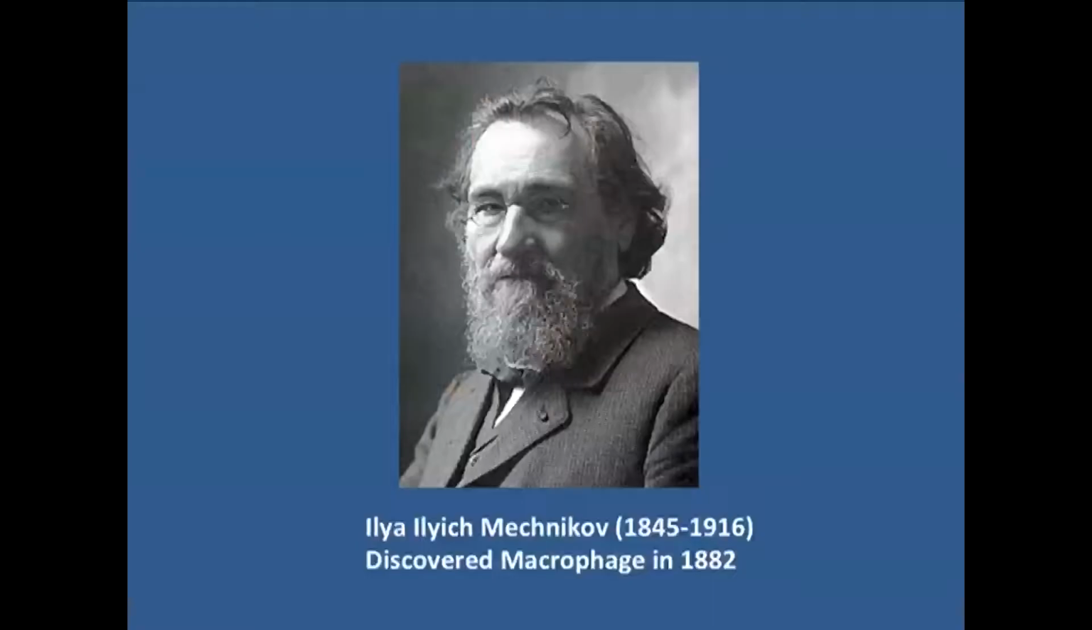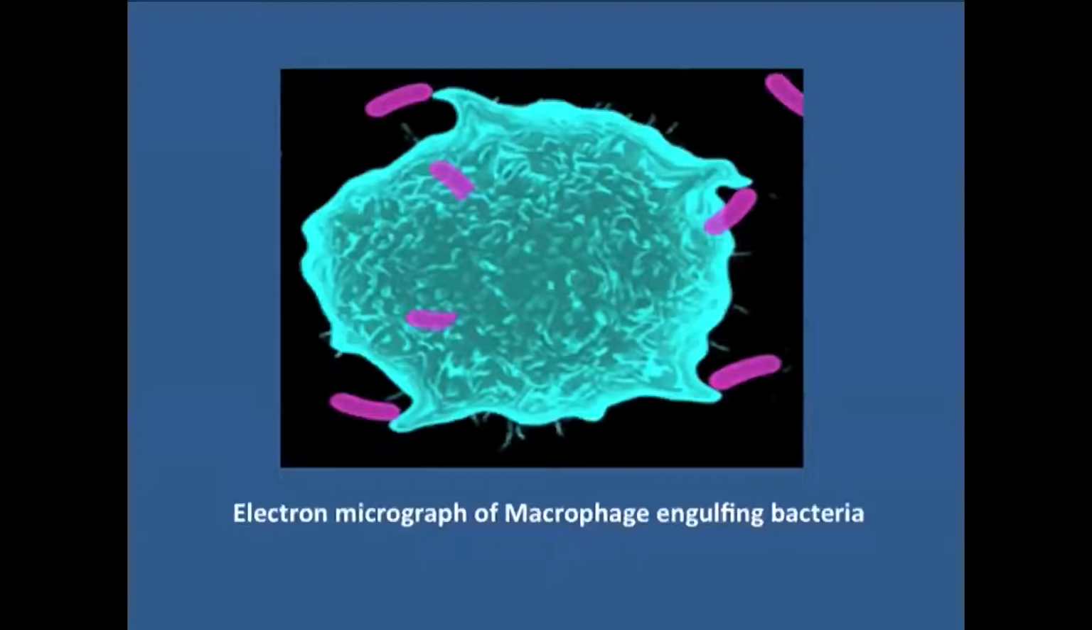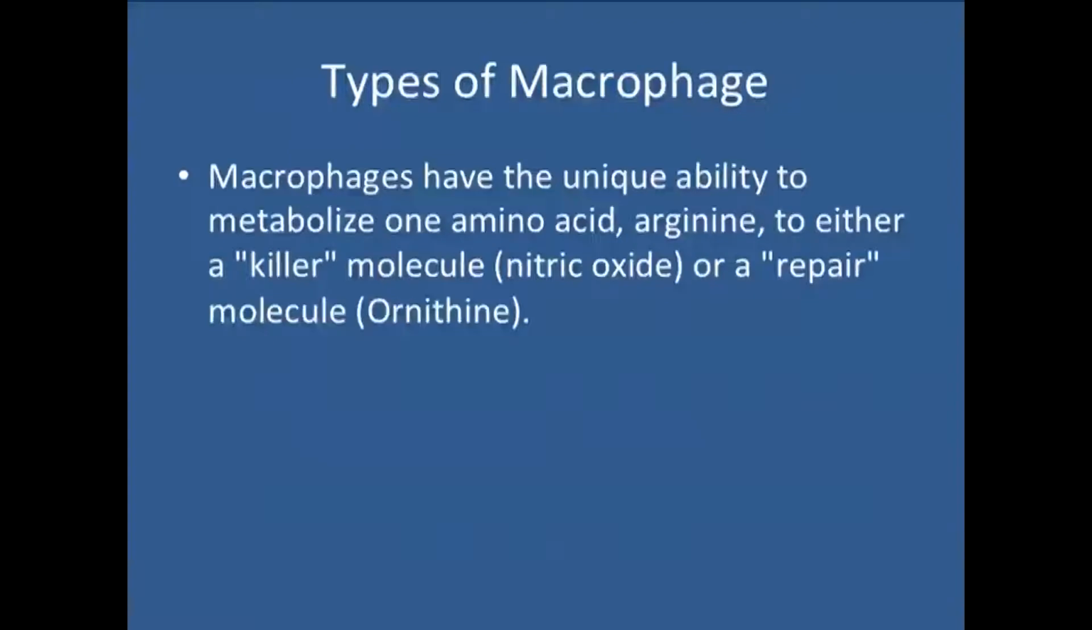Now this gentleman, that is Mechnikov, in 1882 discovered a very important cell, and that is called the macrophage. So when I am talking about macrophage, you should know these are present in the systemic, general system, the blood vascular system and the alimentary system. They will all have this particular macrophage. And macrophages are the phagocytes which will devour bacteria, as you can see in this electron micrograph. And they have the unique ability to metabolize a particular amino acid called arginine.